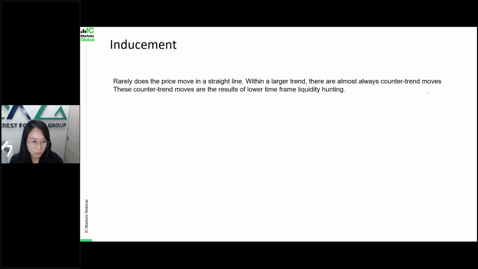The price will bounce or get rejected, and then target a previous short-term high or low before continuing in the same direction as the longer trend. So inducement is specifically the targeting of these short-term highs or lows as areas where stops might be placed.